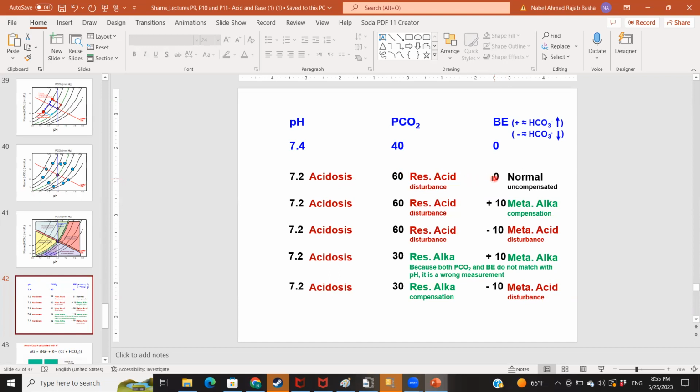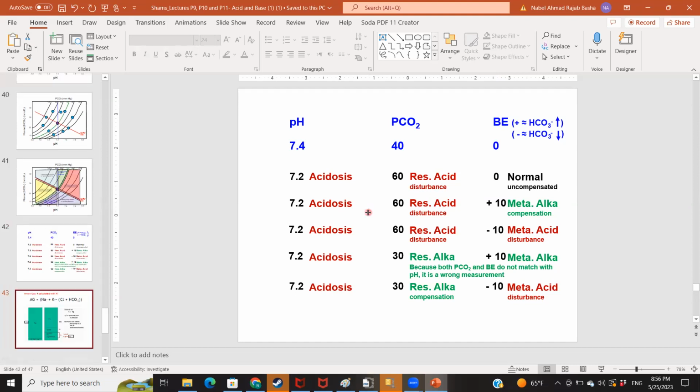Here bicarbonate would be normal. It's not decreasing in the same direction. Okay. Let's move to the next slides. You can read this in your free time.